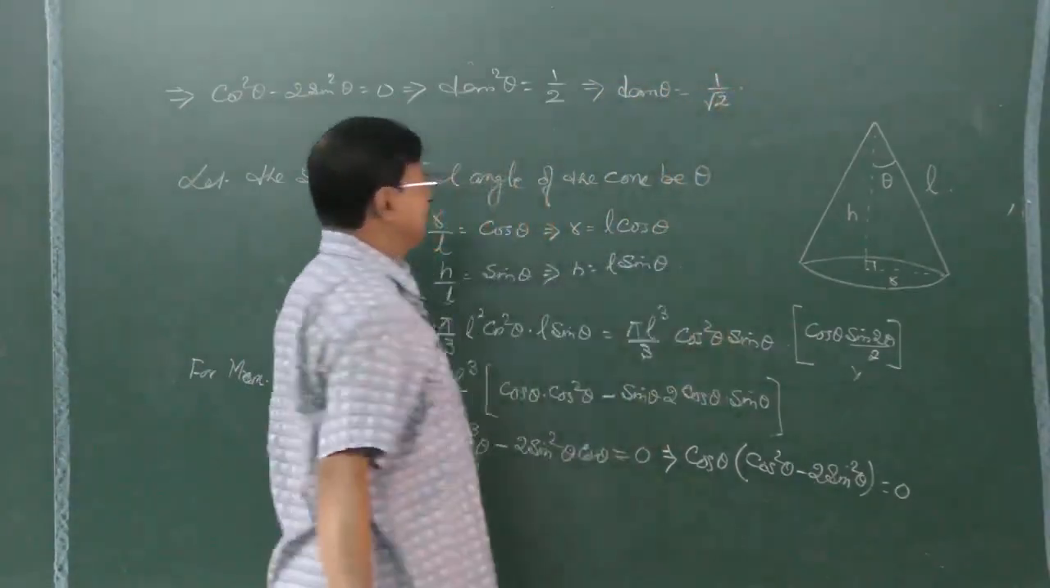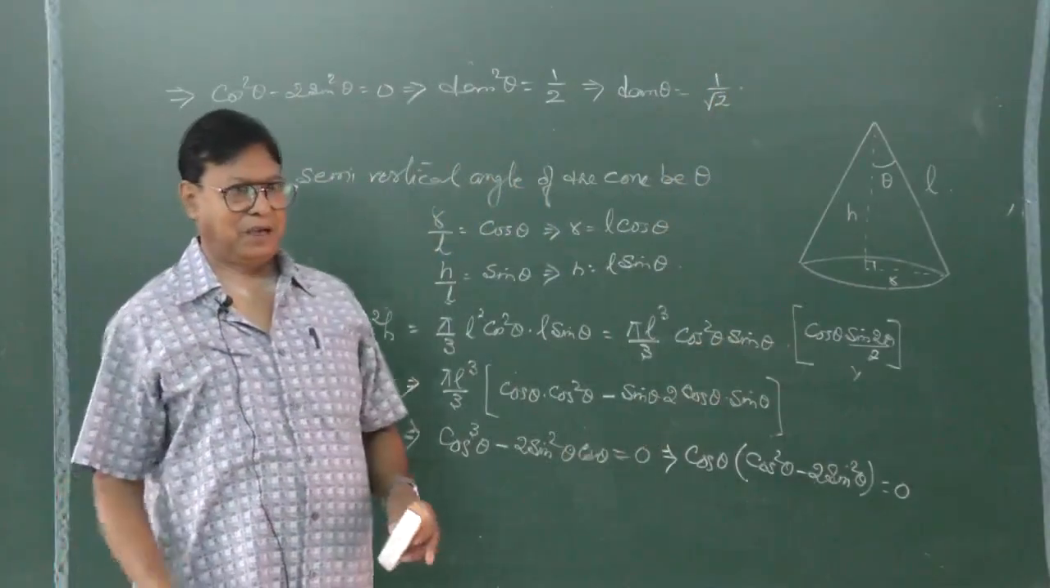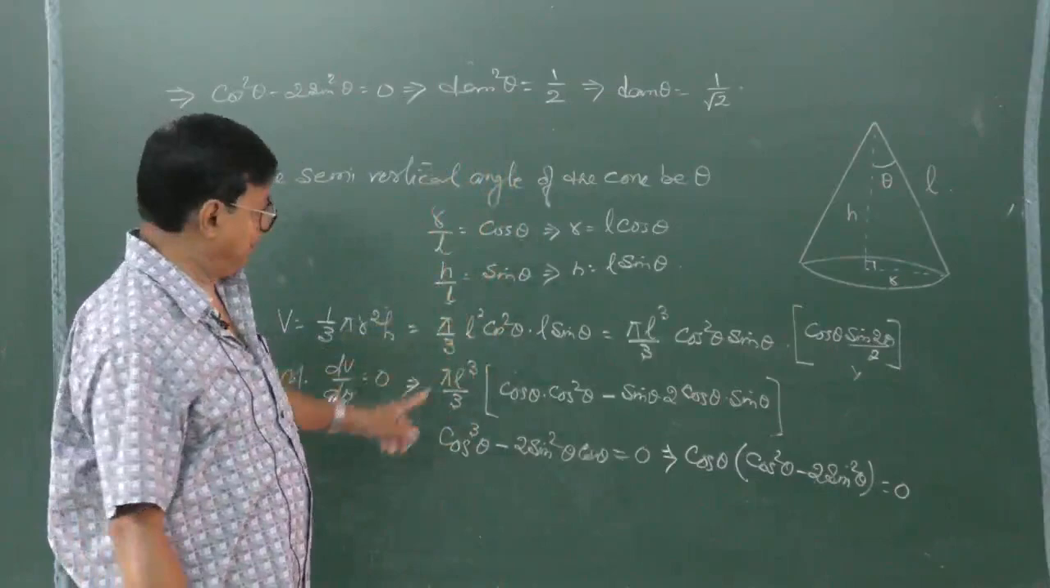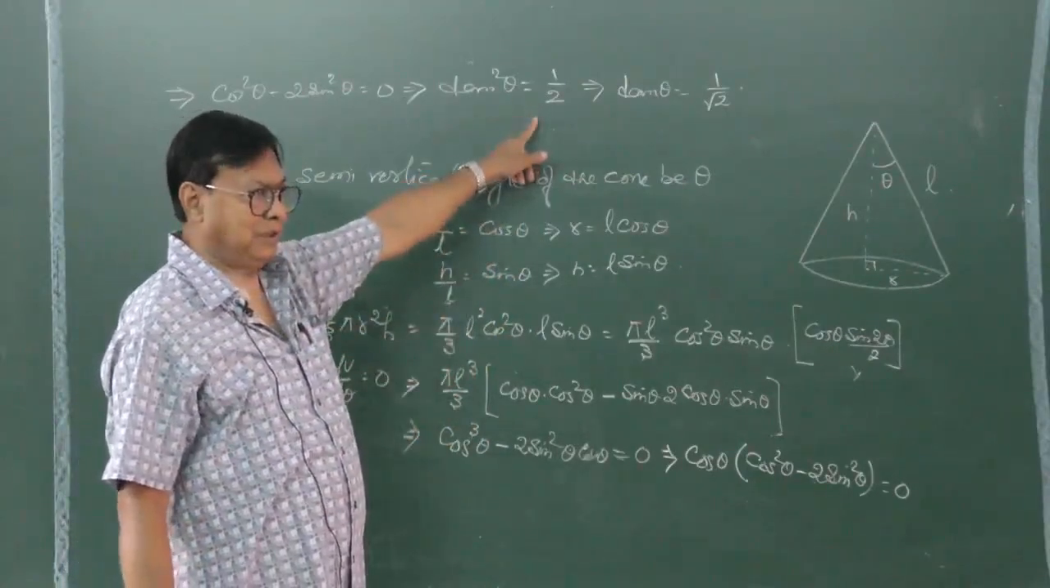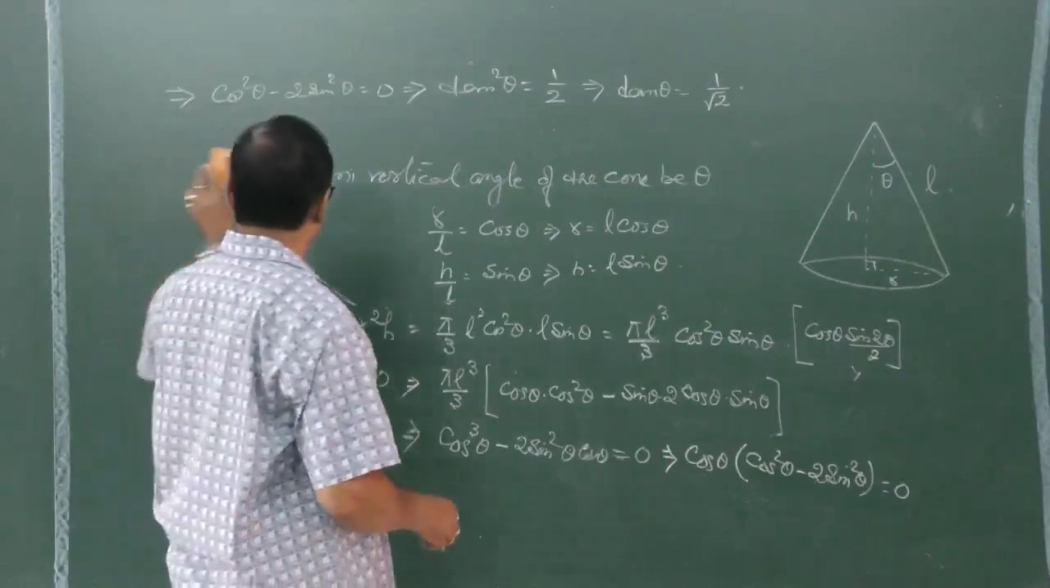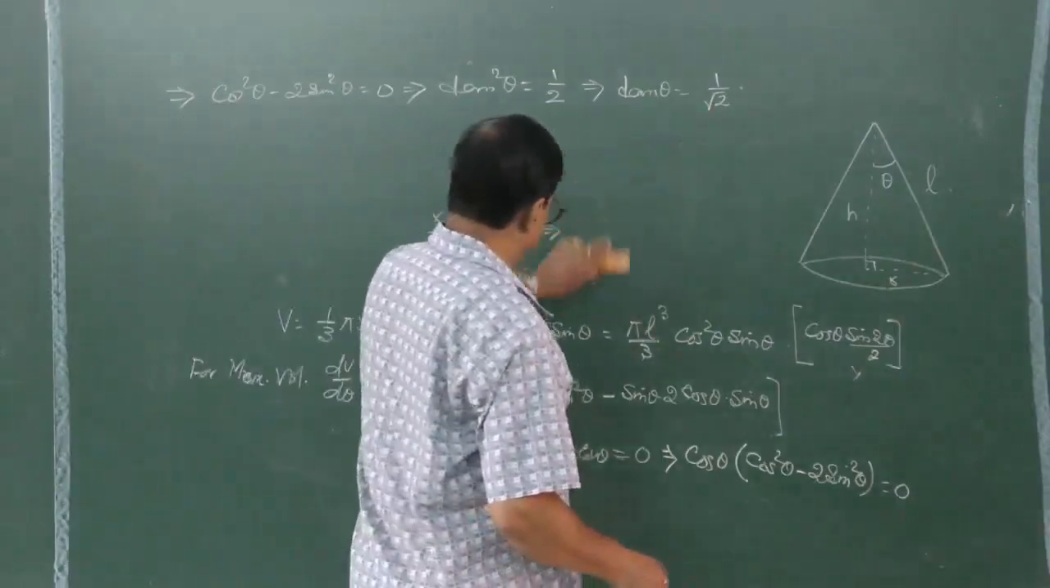So now look at the sum. We have to prove theta is tan inverse of that value. We got it here, but that doesn't complete the sum. We have to prove that for this value of theta, the second derivative is negative, because that is the maximum volume. So we come to that again.